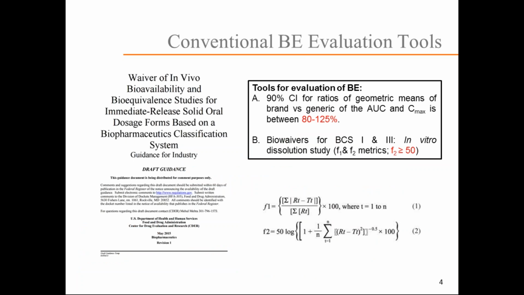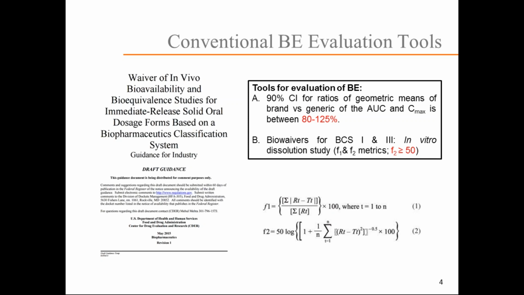So FDA actually has a stringent policy, and they already published that in 2015. Back in 2015, whenever you are manufacturing a generic drug, first you have to perform a bioequivalence study, and for that study, you have to calculate the 90% confidence interval for ratios of geometric means of AUC and Cmax of brand and generic. And if it is lying between 80 to 125%, then only you can market your drug.